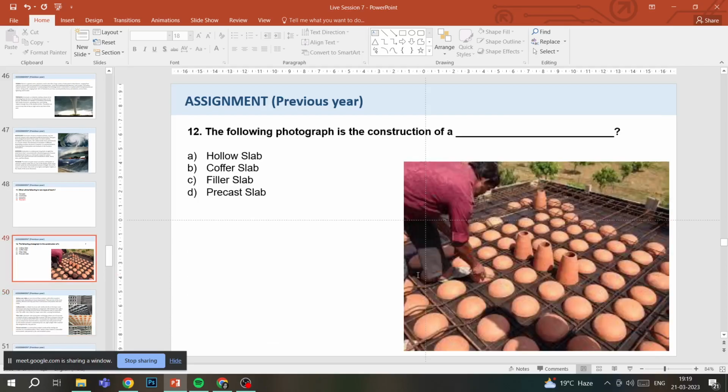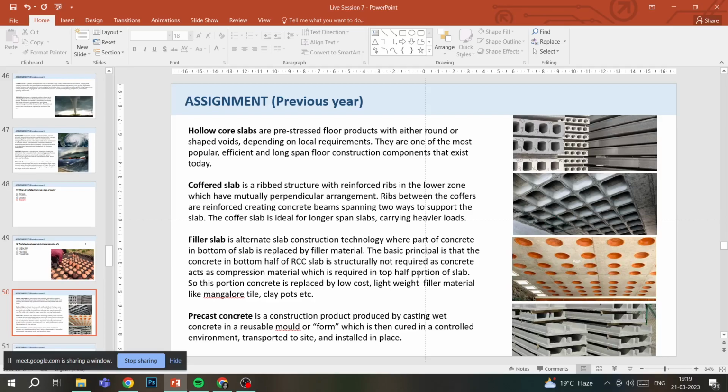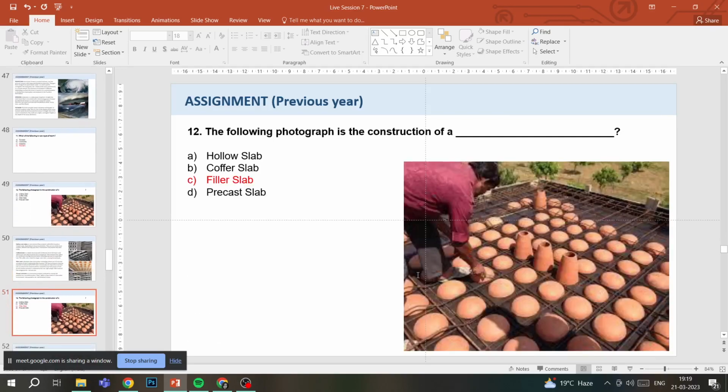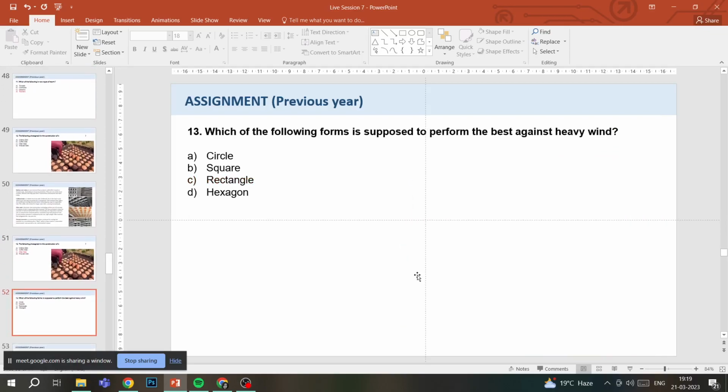So when we go back to this image, you can very clearly see that this is not a coffer slab, this is not a hollow slab, this is not a precast slab, and you can see that the clay pots are being inserted in the slab construction. So we very clearly know that it's actually a filler slab, where the concrete is being replaced by inserting some filler materials there. So our answer is filler slab. Moving to the next question, which of the following forms is supposed to perform the best against heavy wind?